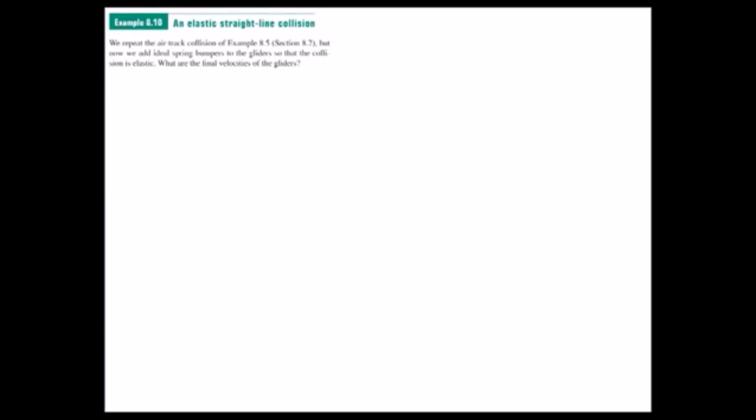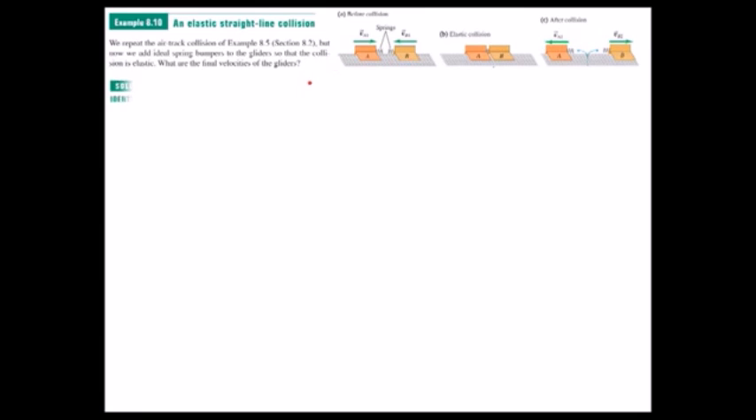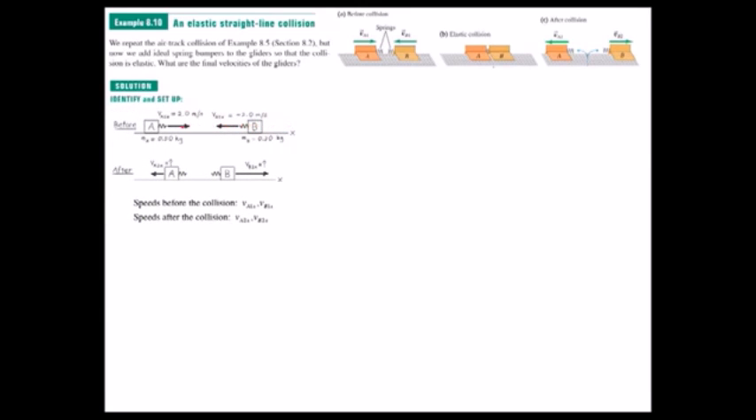In example 8.10, we're going to repeat the air track collision of example 8.5. But now we have attached springs to the bumpers of the glider so the collision is elastic. Given the initial velocity of the gliders, we'd like to calculate the final velocity of the gliders, assuming an elastic collision. So let's look at a schematic of the collision process. Glider A is moving to the right at 2 meters per second, glider B to the left at 2 meters per second. And we're going to take this as the positive x direction. After the collision, they move apart, and we'd like to find these two final velocities, which we're going to call VA2 and VB2.